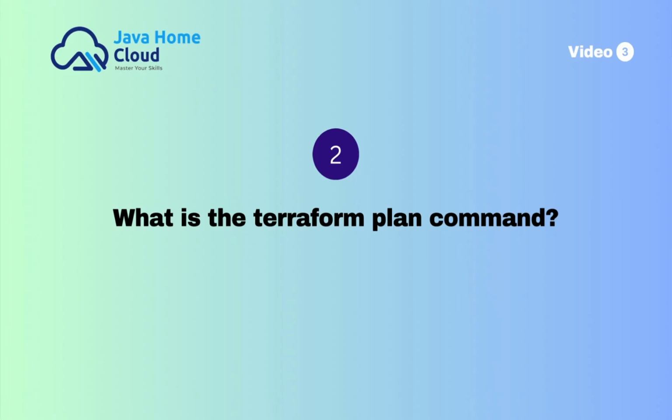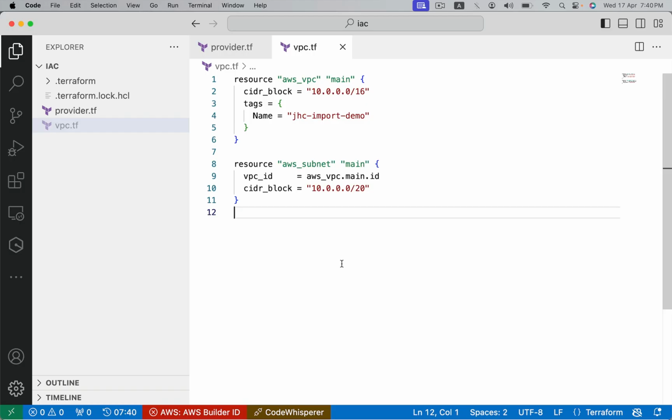What is the Terraform plan command? What does it do? We use the plan command to see a preview of the changes it is going to make. Let me show this command. We just ran Terraform init to install provider plugins. Let's run Terraform plan. Before running it, let me show the code. I have written code for a VPC and a subnet. If these resources are not created in AWS, plan says it is going to create 2 resources. One is the VPC, another one is the subnet.